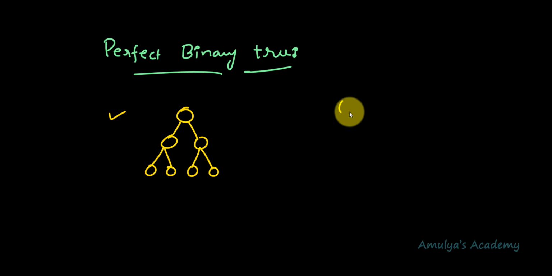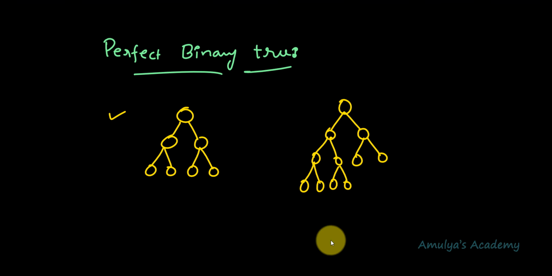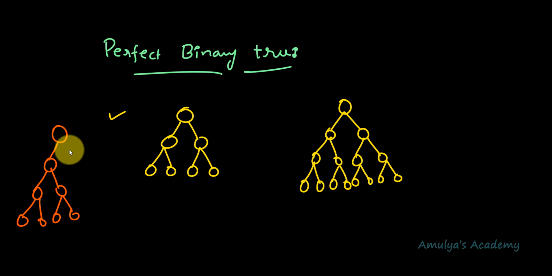Now if I take another example, this is not a perfect binary tree because even though all the internal nodes contain two children, these leaf nodes are not present in the same level. Now if I add two child nodes here also, now it is a perfect binary tree because we can see leaf nodes are in the same level and every internal node contains two children. And this is not a perfect binary tree because the root node is also an internal node and this root node contains only one child node. That's why this is not a perfect binary tree.